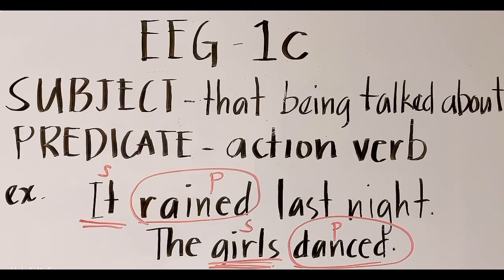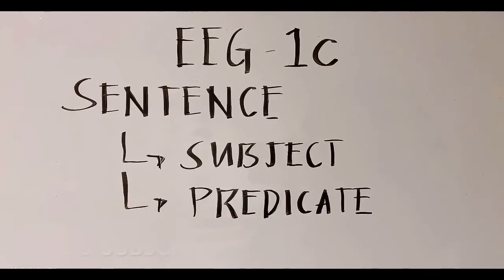All right, good. We are done learning about the sentence and its two main parts, which are the subject and the predicate.